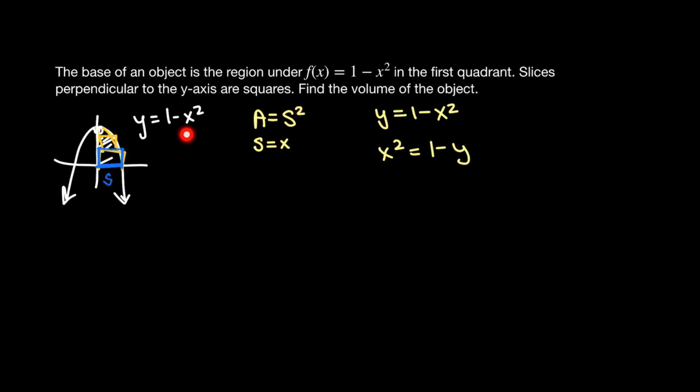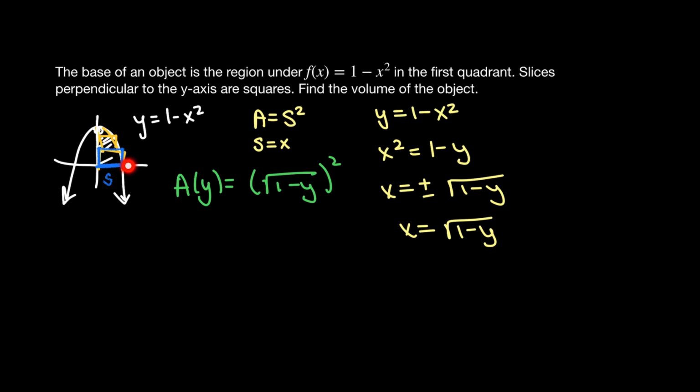So I'm going to take my equation. I'm going to take my parabola, and I'm going to solve it for x. So y equals 1 minus x squared. I added the x squared and subtracted the y to get x squared equals 1 minus y. Then I'm going to take the square root. So x is plus or minus square root of 1 minus y. However, since we're in quadrant 1, I know that my x's are always positive. So x is positive square root of 1 minus y.